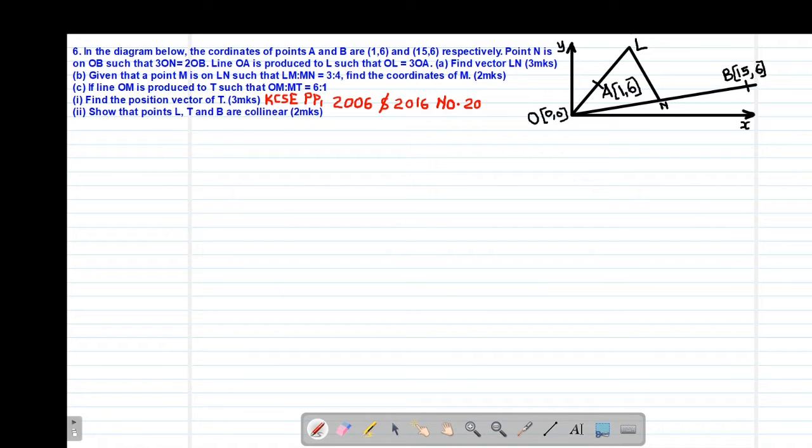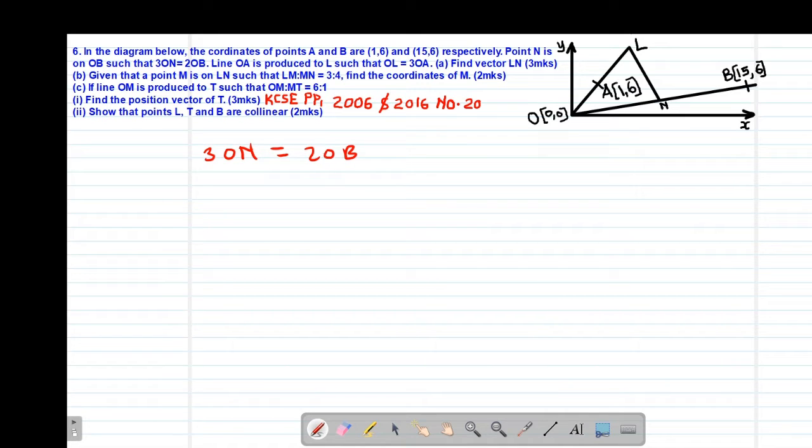It's our 6th lesson on vectors, whereby we are looking at a past KCSE question done in 2006. The same question was also repeated in 2016, paper 1 question number 20. So the question reads that in the diagram below, the coordinates of points A and B are (1, 6) and (15, 6) respectively. Then point N is on OB such that 3 ON is equal to 2 OB.